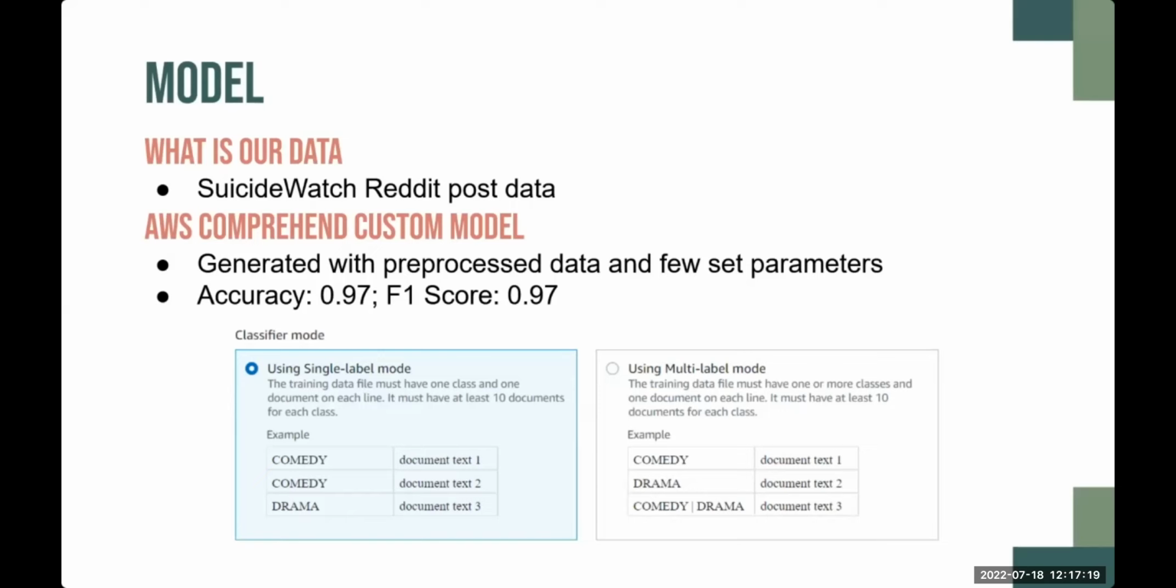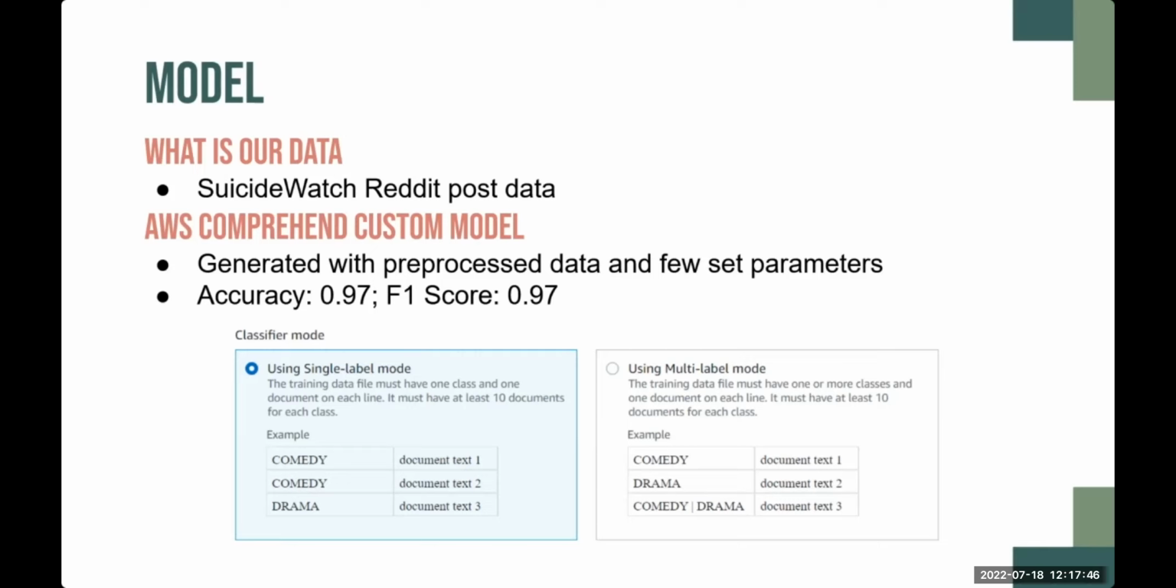our training set. When we built the custom model, there were a lot of default parameters, and one of the biggest ones that we changed was the classifier mode, which is pictured here on the slide. You can see there's the option of single label mode or multi-label mode, and because again we have this binary of suicide or not suicide, we used the single label mode.